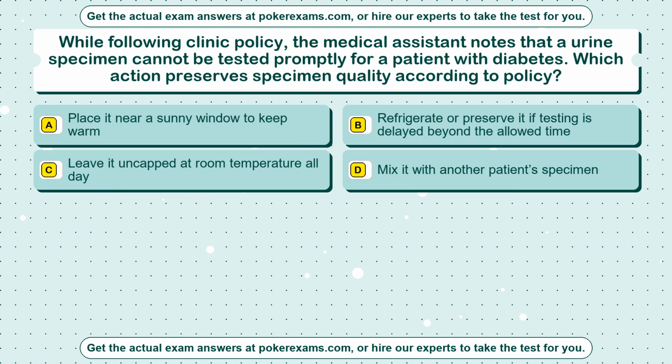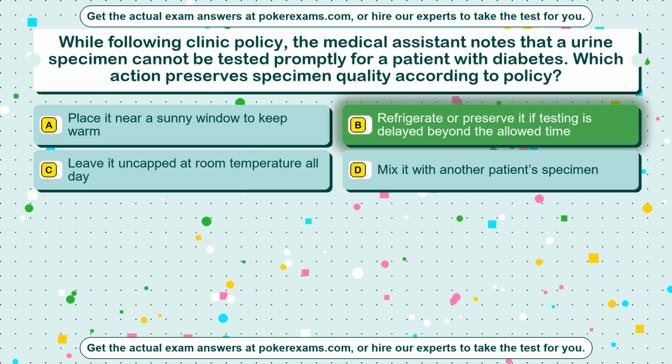Question 24. While following clinic policy, the medical assistant notes that a urine specimen cannot be tested promptly for a patient with diabetes. Which action preserves specimen quality according to policy? Option A, place it near a sunny window to keep warm. Option B, refrigerate or preserve it if testing is delayed beyond the allowed time. Option C, leave it uncapped at room temperature all day. Option D, mix it with another patient's specimen.